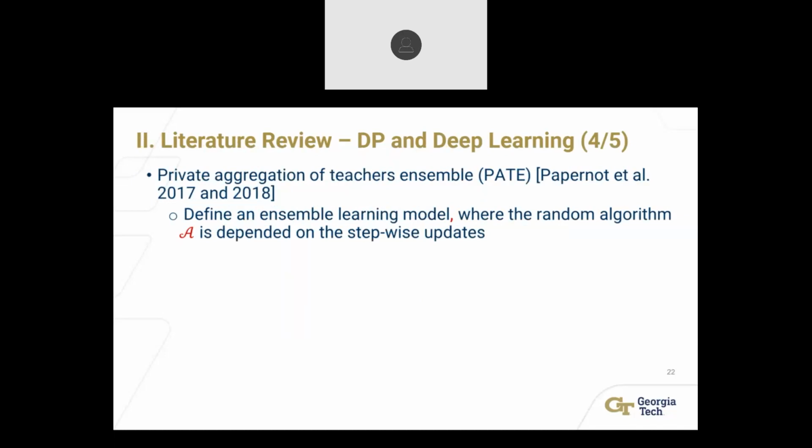One of the more state-of-the-art models is called the private aggregation of teacher ensembles. They call it PATE, which is a French term. So the idea is to have an ensemble learning process where the randomized algorithm A depends on the stepwise update. Now we know that to preserve our privacy, there should be some noise on the data. But there's a trade-off when we introduce noise on the data.